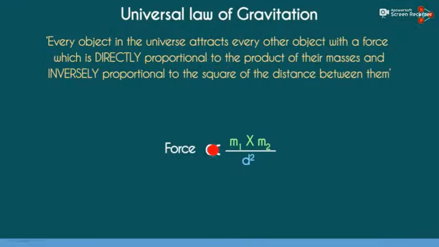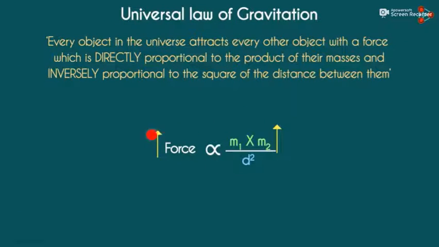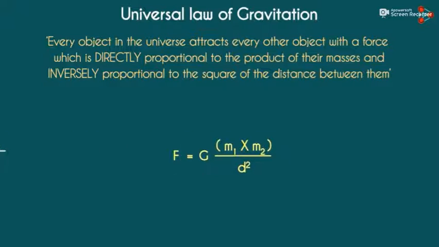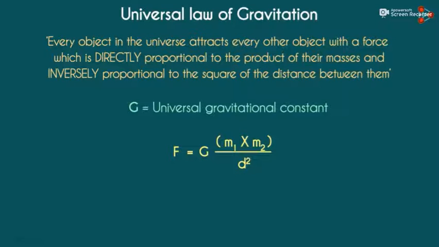So if the mass of any of the objects increases, the gravitational force will have more magnitude. And the more the distance between the two objects, the lesser will be the gravitational force. Directly proportional to the product of the masses and inversely proportional to the square of the distance between them. This can be written as F equals G times m1 times m2 over d squared. G here is the constant of proportionality and is called the universal gravitational constant.